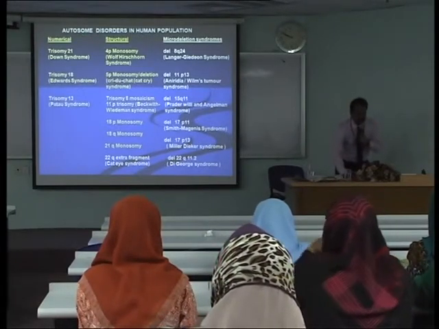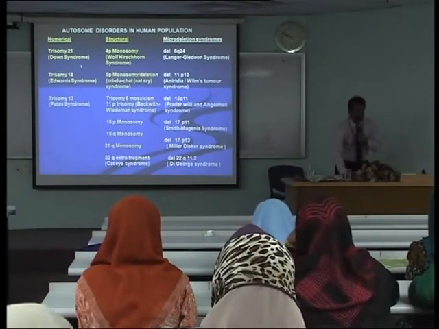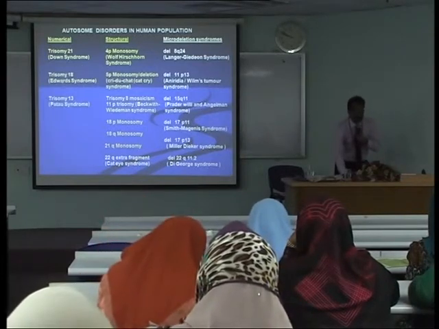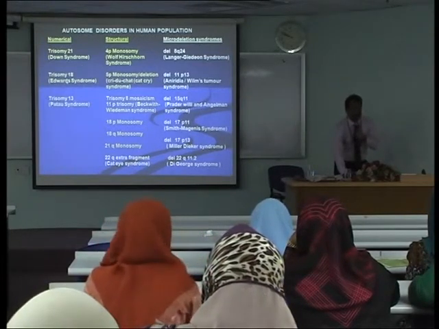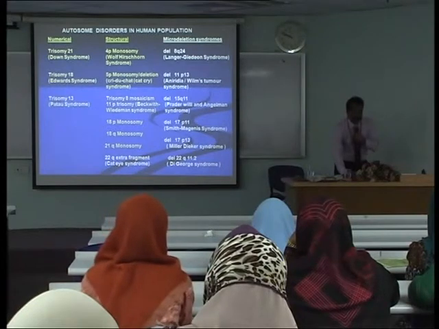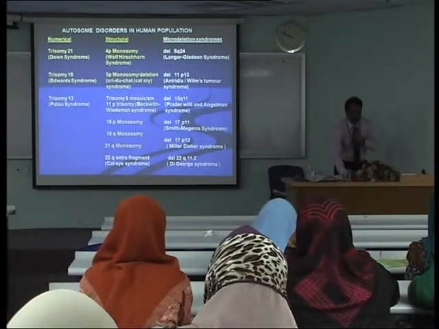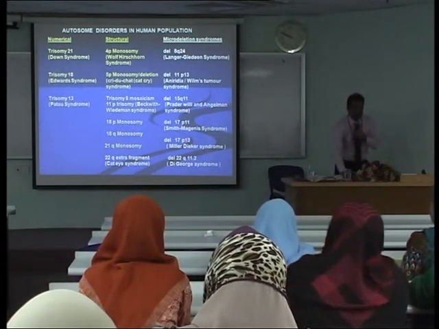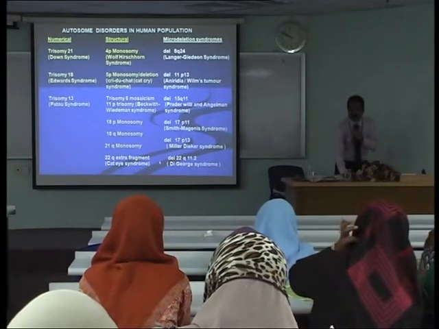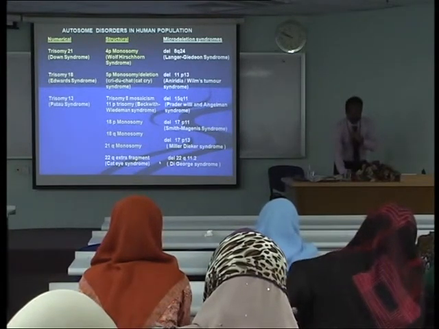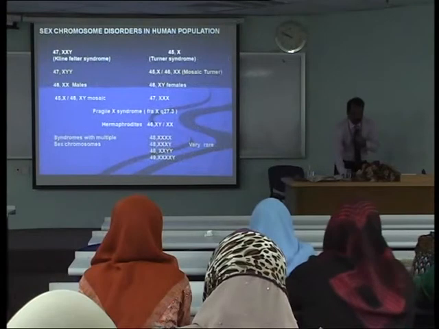These are the most commonly occurring autosomal disorders, that is trisomy 21, known as Down syndrome. Then trisomy 18, there are 3 copies of chromosome number 18, known as Edwards syndrome. Then trisomy 13, known as Patau syndrome. Then there are several other syndromes associated with structural abnormalities of the chromosome.